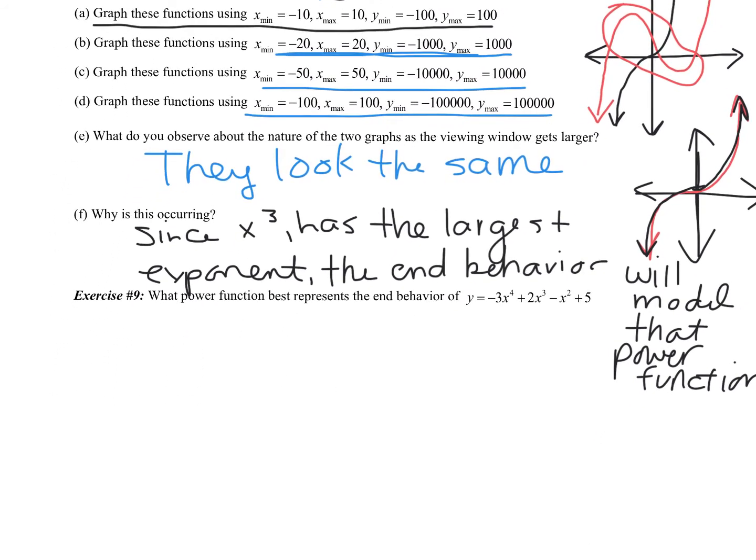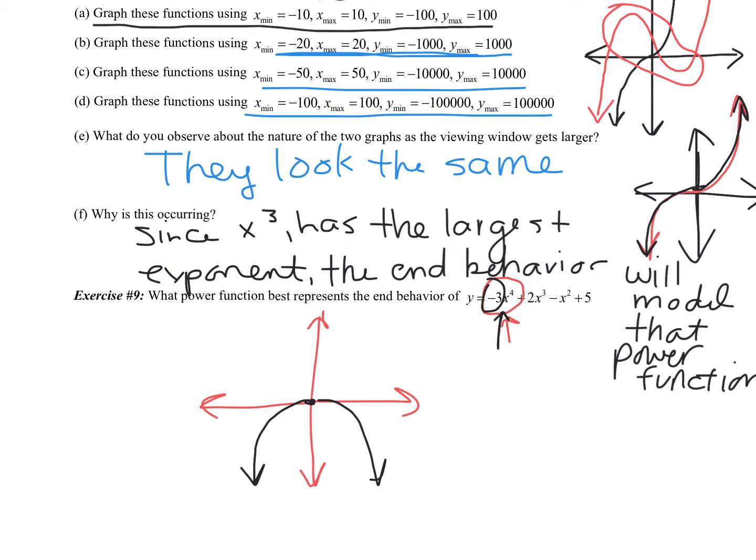So here's a follow-up question. What power function best represents the end behavior of y equals negative 3x to the fourth plus 2x cubed minus x squared plus 5? So this one will also have some loops in it, kind of like we saw in the last one, but because the highest exponent is here, if I did end behavior, it would look like negative 3x to the fourth. Now, just thinking about that, if I use any zoomed out window that's super zoomed out, that means ultimately, even though there's some loops going on in the middle, even exponent, negative lead coefficient, it's going to look like that.